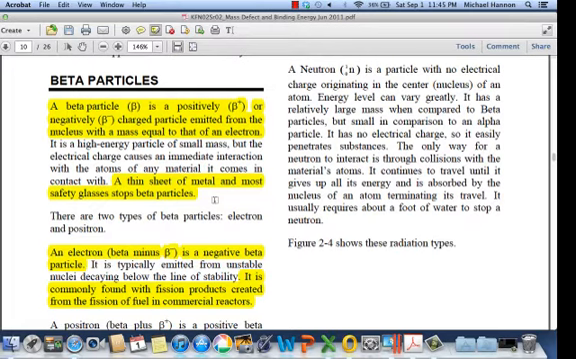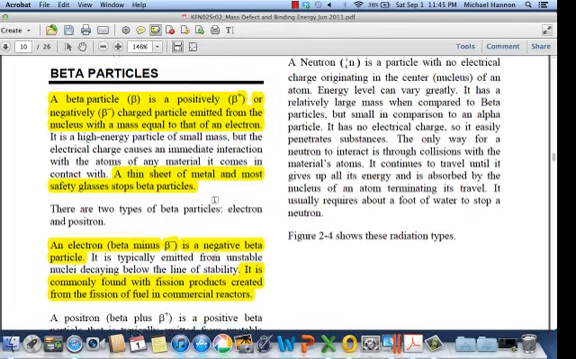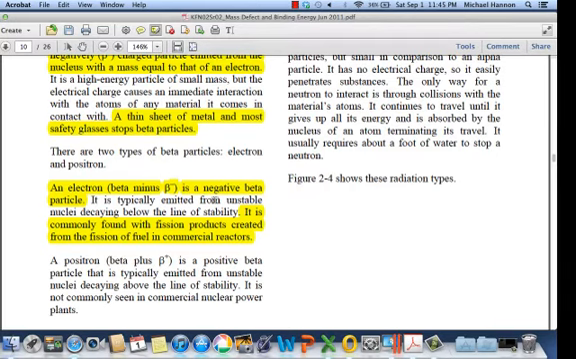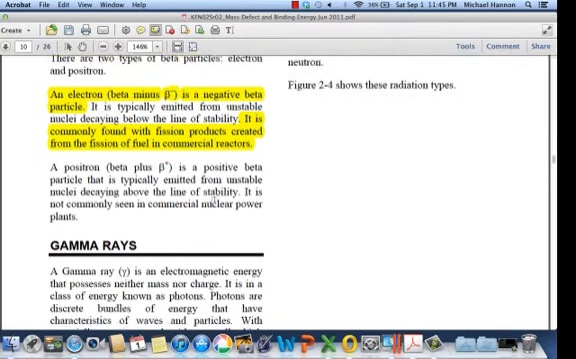So, a thin sheet of metal. You've got to remember that in a nuclear power plant, we have a lot of metal and a lot of shielding. So a lot of the beta particles are not necessarily going to be detrimental to you. However, if you are exposed without safety glasses or some kind of protective clothing, you can be subject to the beta particle. Let's move on.